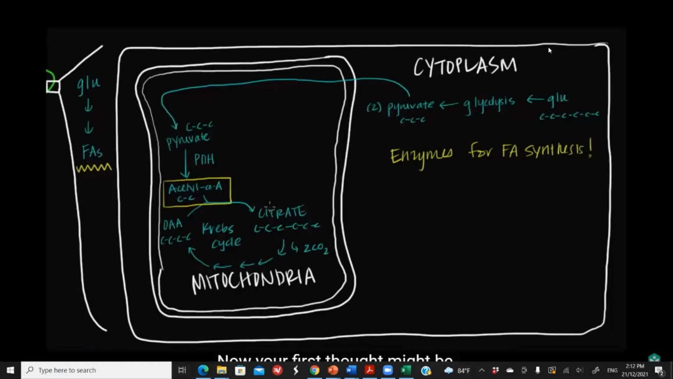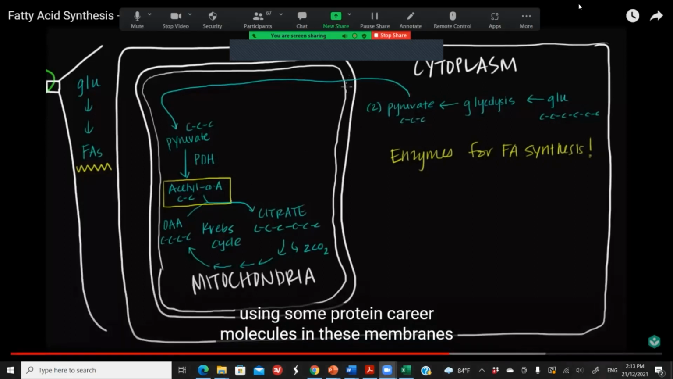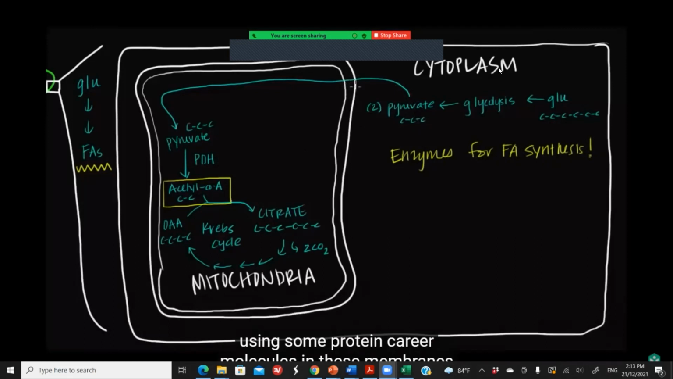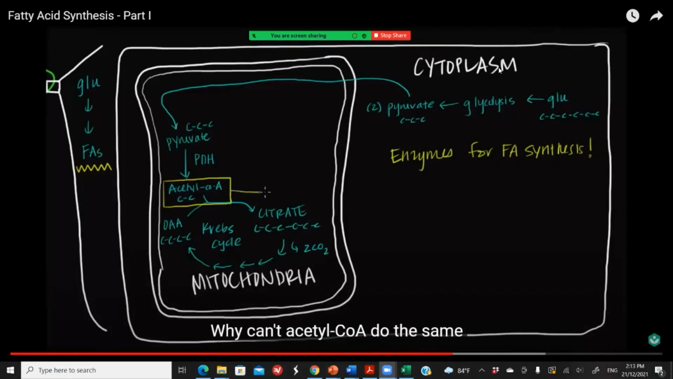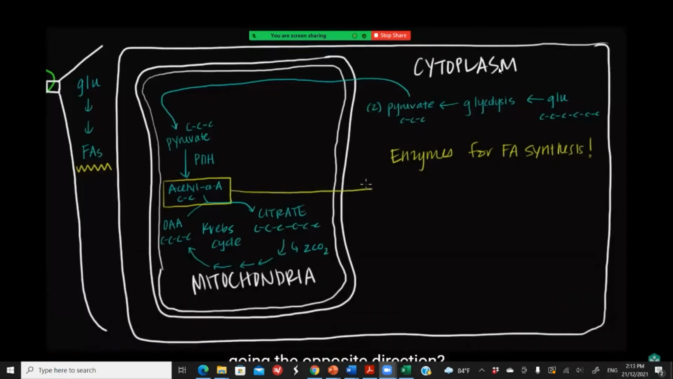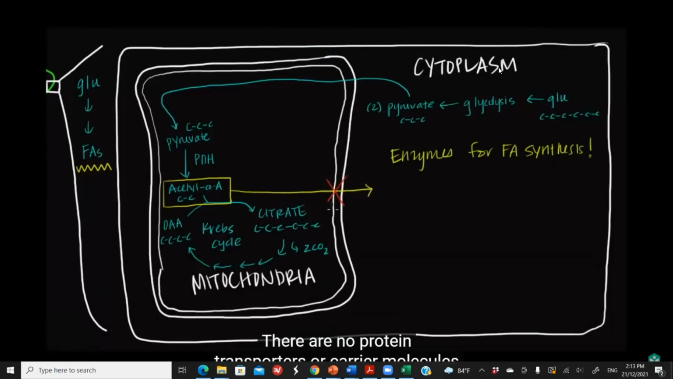Now, your first thought might be, well, pyruvate was able to shuttle across using some protein carrier molecules in these membranes into the mitochondria, so why can't acetyl CoA do the same, going the opposite direction? Unfortunately, for some reason, our body has evolved not to have any means to transport this through its mitochondrial membrane. There are no protein transporters or carrier molecules like we had for pyruvate to essentially shuttle acetyl CoA in either direction across this mitochondrial membrane.